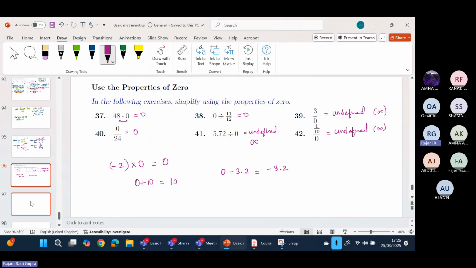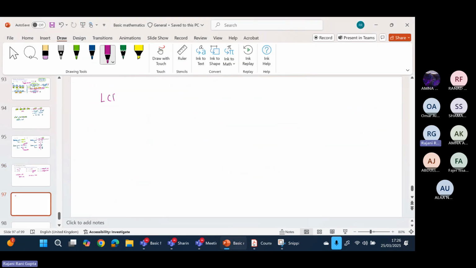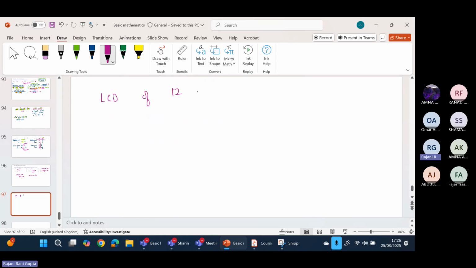I spent time explaining this. LCD of 12 and 18. How do we do that? Say 5 over 12, 7 over 18. Yes? Least common denominator.